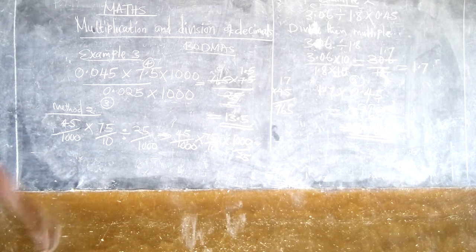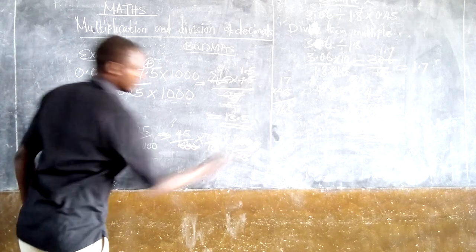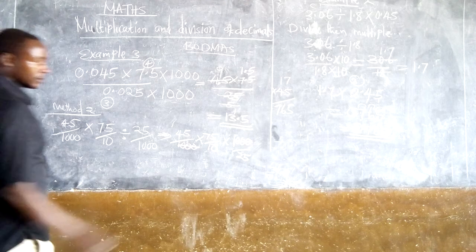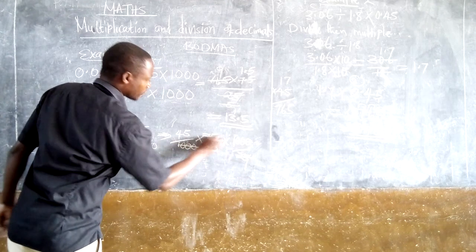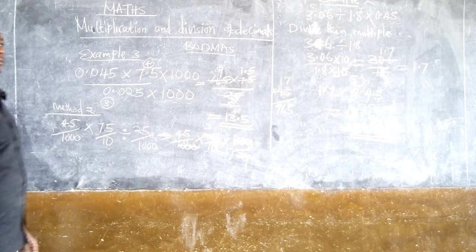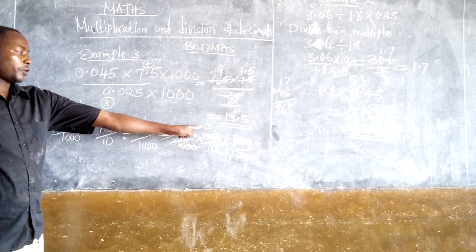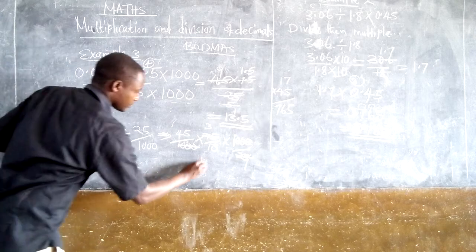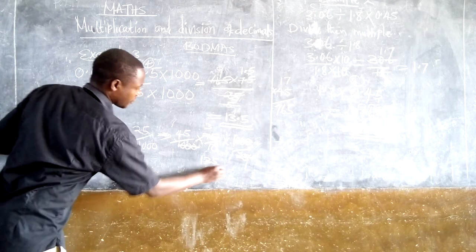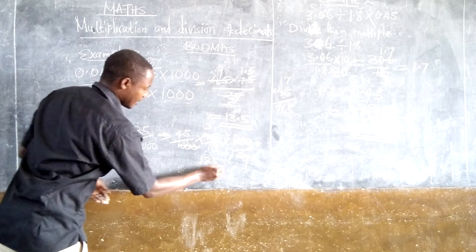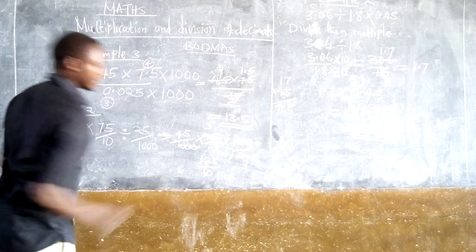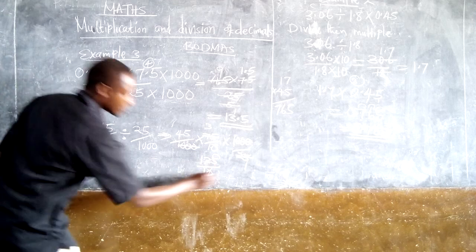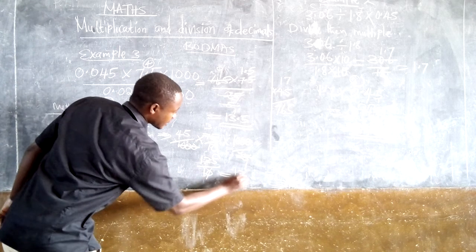So from there I can simplify. The 1,000 cancels. By 25, 1. By 25, 3. Here we have 45 times 3, which gives you 135 over 10. This is the remaining 10 here. So this one moves the decimal to that point, so that we have 13.5.